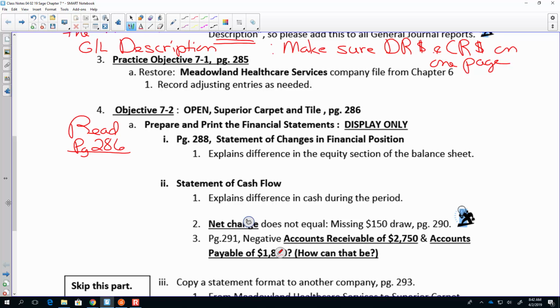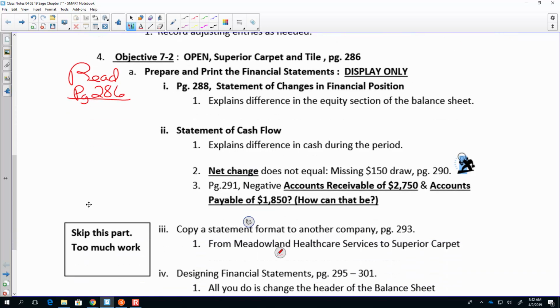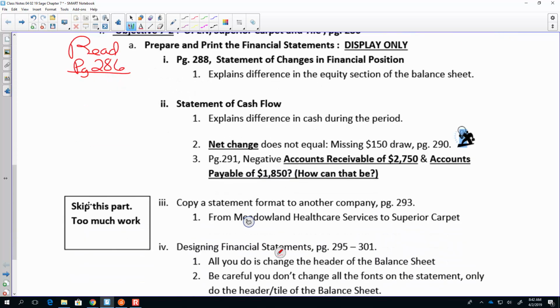So the statement of changes in financial position is explaining the differences on the balance sheet, the equity section basically. So if you could turn to page 290, if you have your book available. And what I want to look at is the net change dollar amount. And the problem on this report is that it's not right. There's a difference in net change amounts.